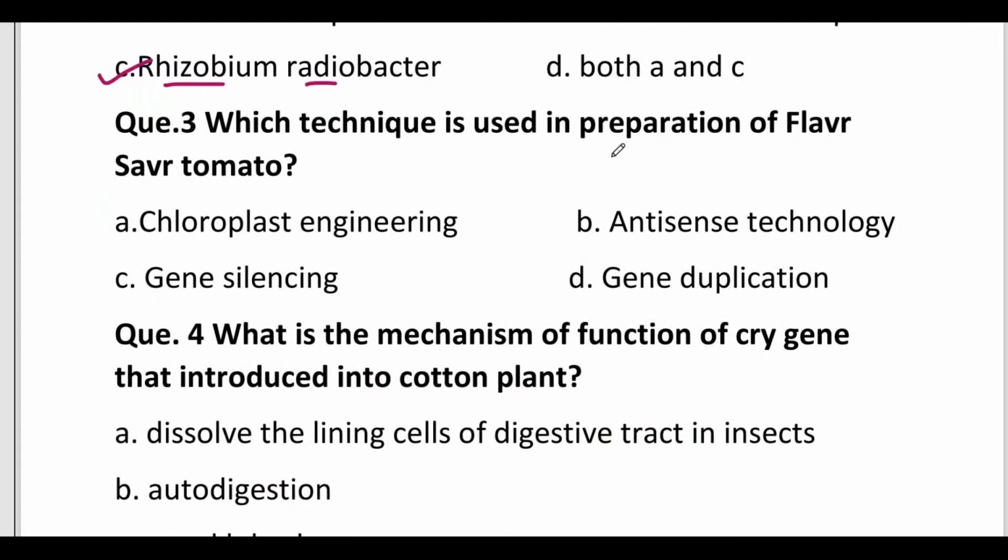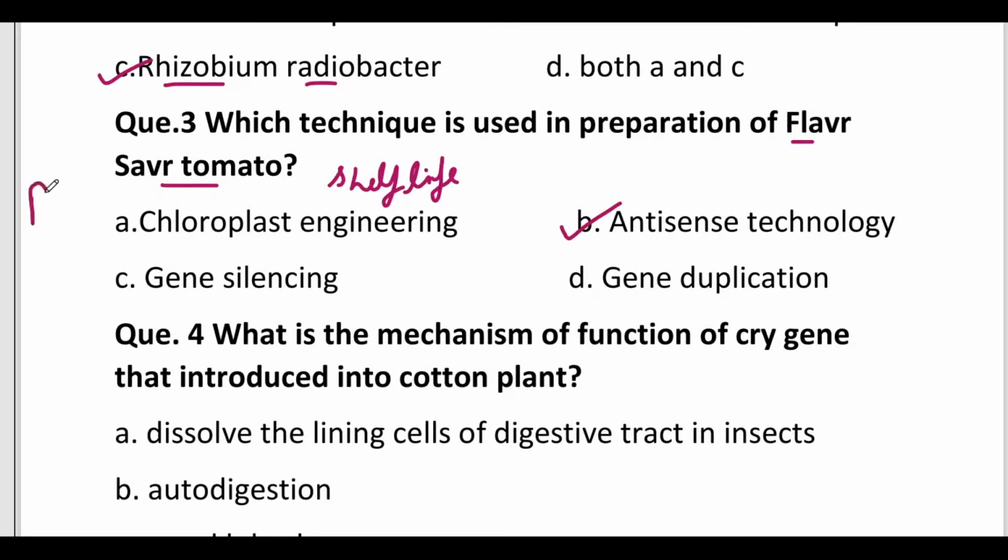Which technique is used in the preparation of Flavr Savr tomato? Chloroplast engineering, antisense technology, gene silencing, or gene duplication? The correct answer will be B, antisense technology. Some other questions can be asked about this Flavr Savr tomato variety. For example, what is the unique feature in this Flavr Savr tomato? Its shelf life. It ripens very slowly, so we can use it for many days.